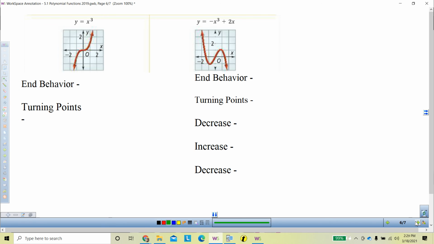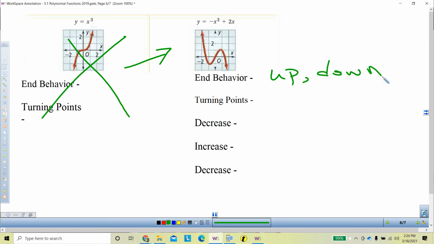So end behavior. What is it for this cubic? We're doing the second one. I didn't tell you that, my bad. If you already started, not that big a deal. But negative x cubed plus 2x, so not this one, we're doing this one. So what's the end behavior? Up, down. How many turning points? 2. We can even start building out the decrease, increase, decrease thing, right?